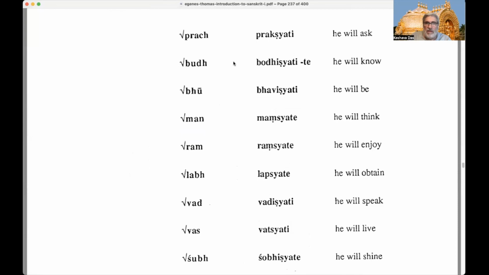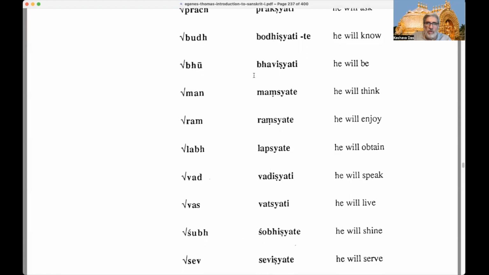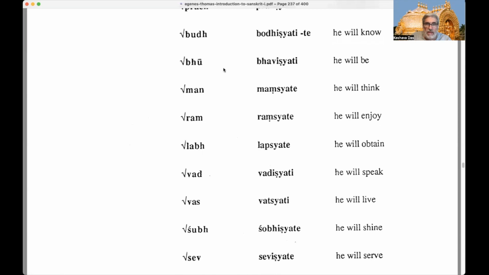Bud by guna becomes bod, right? And we add ishya and then ti or te. It's an ubhayapada verb, so it can take both active and middle endings. Bu, which was the first verb we learned, to be, right? So bu becomes bav. U becomes av by guna strengthening. Bhav plus isha plus t.